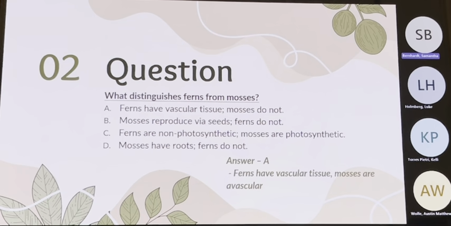The second question, what distinguishes ferns from mosses? Ferns have vascular tissue and mosses do not. Mosses reproduce via seeds while ferns do not. Ferns are non-photosynthetic and mosses are photosynthetic, or mosses have roots and ferns do not. And the answer is A, ferns have vascular tissue while mosses are avascular.